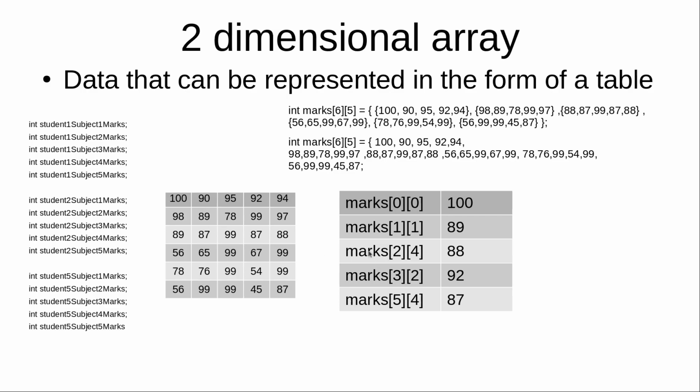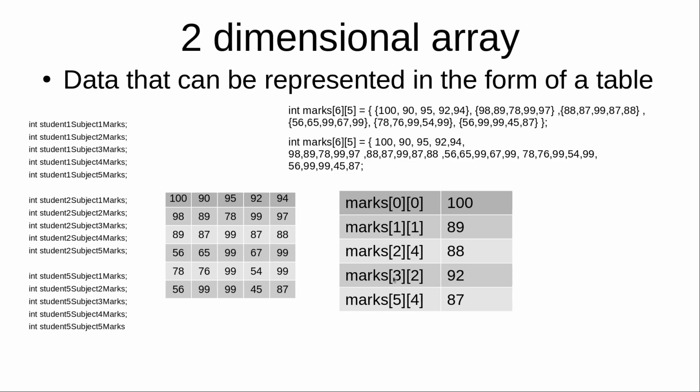So the next one is marks 2 of 4. Which is the second row? This is the second row. And which is the fourth column? 0, 1, 2, 3, 4. So this is the fourth column, and this is the second row. So at the intersection we have this particular value, 88.